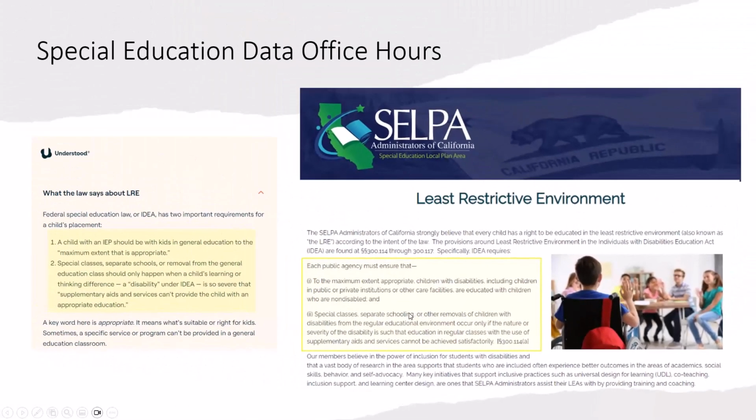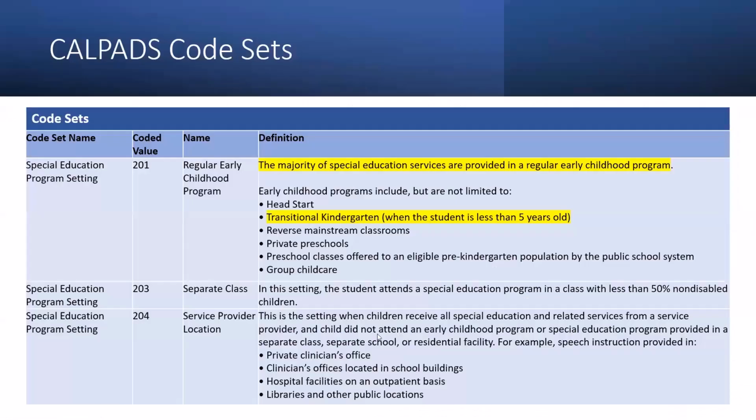All right. So I think what's important is it identifies special classes, separate schooling, and other removals should only be used to the extent that the traditional educational environment does not meet the student's needs. So if we go back to the code sets, you can see we have separate class, service provider location, and a regular early childhood program, right? Not a traditional classroom environment with the other students, right?